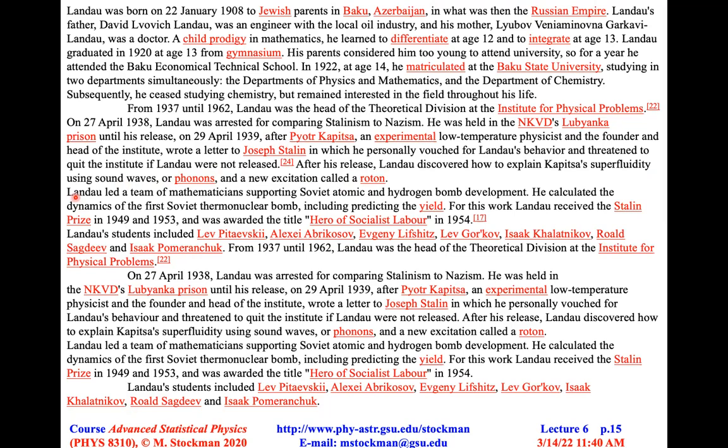Now, another outstanding chapter of Landau. He did help his motherland. He led a team of mathematicians, not really mathematicians, theoretical physicists. He was supporting the Soviet counterpart of the Manhattan project, the atomic and hydrogen bomb development. His major contribution was the following.